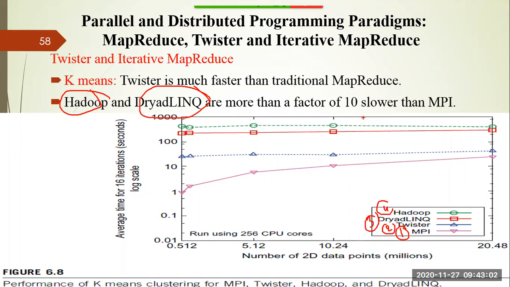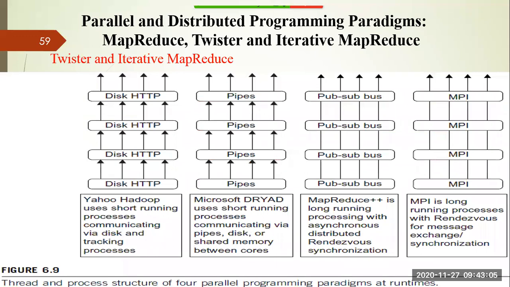Right? Now, let us compare the threads and process structure of four parallel programming paradigms at runtime. I have taken four paradigms. The first one is your Hadoop, Yahoo Hadoop, right? Next one is called Microsoft Dryad.